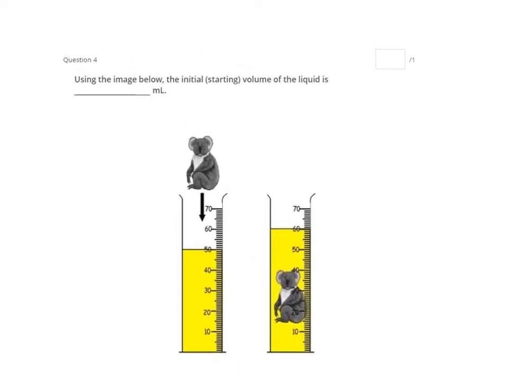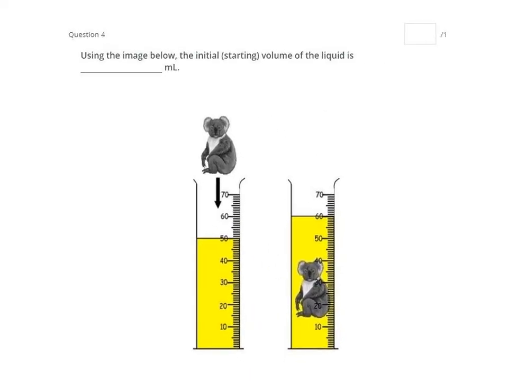All right. Next question. Using the image below, we are going to figure out the starting volume. So I just want to know what volume the liquid is starting at. So here you got a koala that's going to be placed into this column of liquid. We don't know what the liquid is.